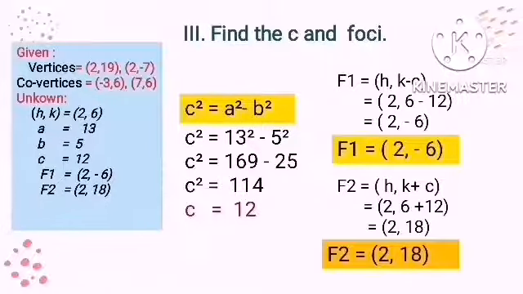So now let's proceed in solving the two foci. The first focus is equivalent to h comma k minus c, and we just substitute the given and known values in the left side. So we have (2, 6 minus 12), and we simplify it and we get the first focus equivalent to (2, negative 6). And focus 2 is equivalent to h comma k plus c, and we also substitute the values given in the left side. So we get focus 2 equivalent to (2, 18).